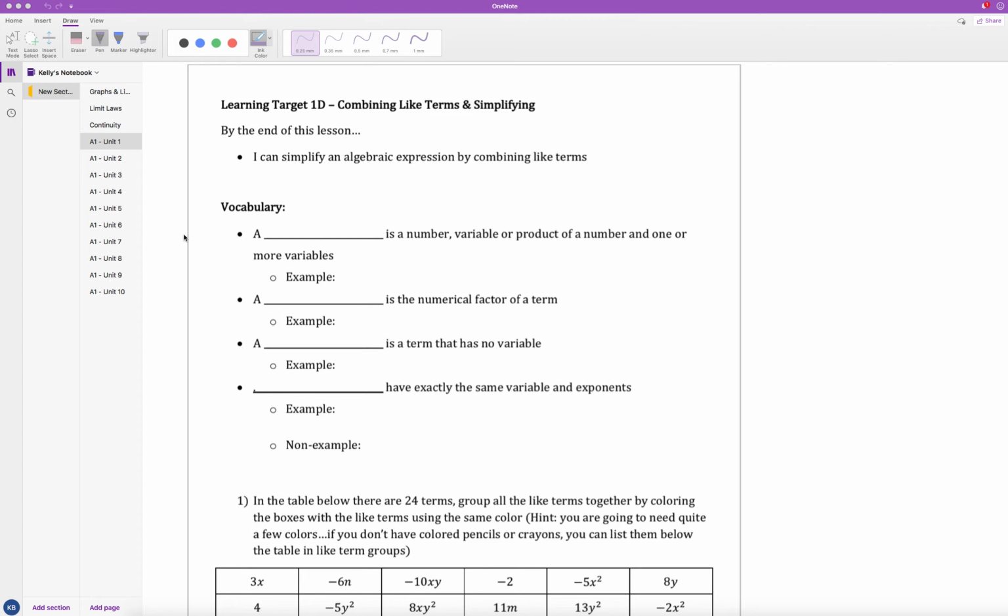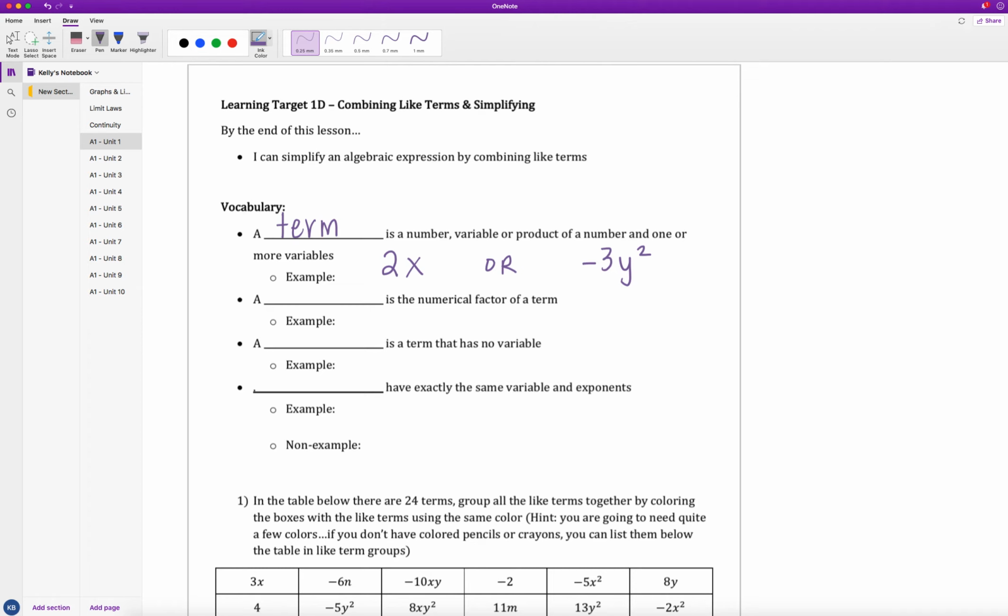So we have a couple vocabulary terms for us as we begin. The first one says that a term is a number, variable, or product of a number and one or more variables. So a term is one quantity together. For example, 2x would be an example of a term. Another example of a term would be -3y squared. Both of those are examples of terms.